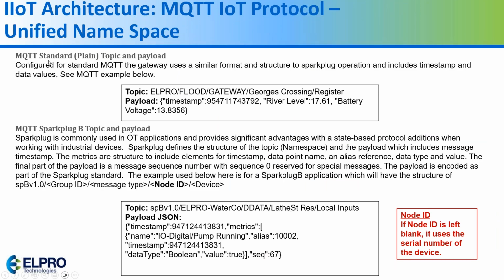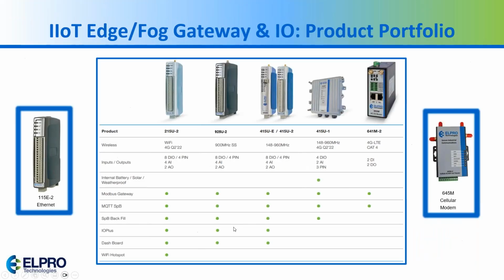So for the MQTT standard or plain, as I mentioned in the last webinar, this protocol allows the different integrators to change or present the data in different ways. With Sparkplug B, it's more of a standard, and I'm going to show you that in demo 3.